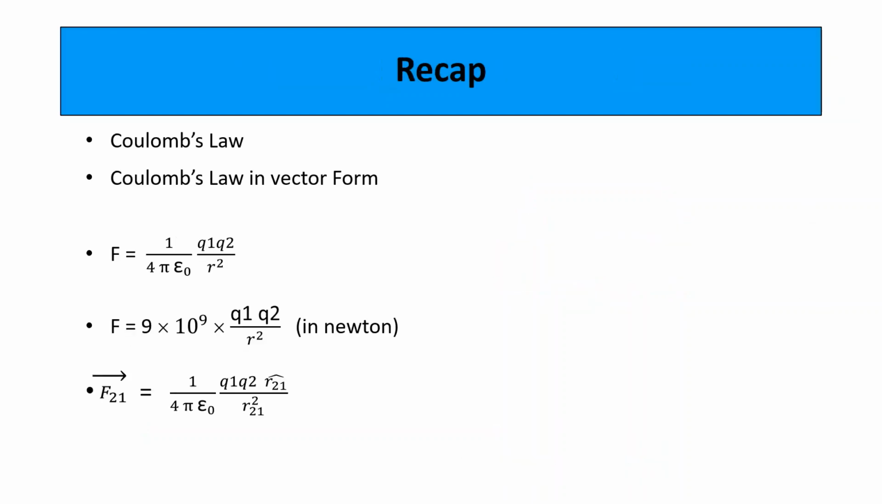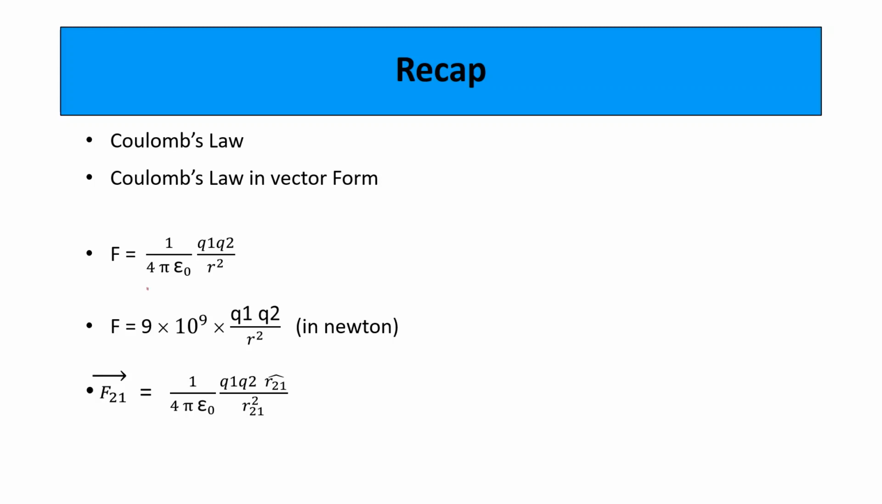In this session, we learned about Coulomb's law. Coulomb's law states that the force between two point charges is directly proportional to the product of their charges and inversely proportional to the square of the distance between them. Mathematically, it is represented as F is equal to 1 by 4 pi epsilon naught Q1 Q2 by R squared. This force can be either attractive or repulsive depending upon the charges. As force is a vector quantity, we can represent this law in vector form also.